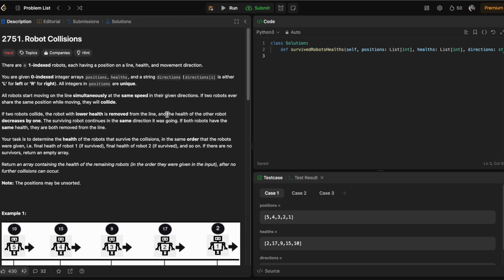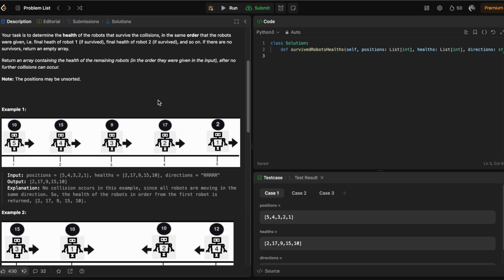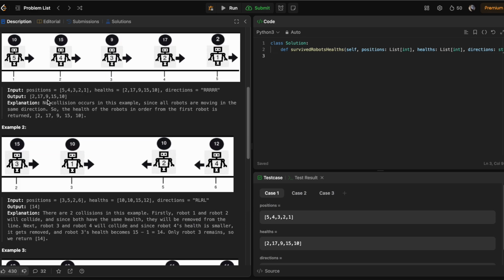Okay, so I think this hard problem is actually kind of easy as far as hard problems go, because all we have to really keep track of is the health of the robots in the end, right? We don't have to look at the positions of the robots or anything like that. We just have to keep track of the health.